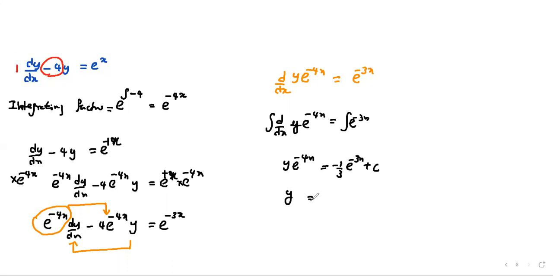If you want, you can write y equals minus 1 over 3 e to the power minus 3x plus c divided by e to the power minus 4x. Or you can write y equals minus 1 over 3 e to the power x plus c e to the power 4x, bringing it up with e to the power plus 4x. That is the final answer for this. If you know the boundary condition for this differential equation, you can find the particular solution. Understand that for this kind of question you get a general solution.